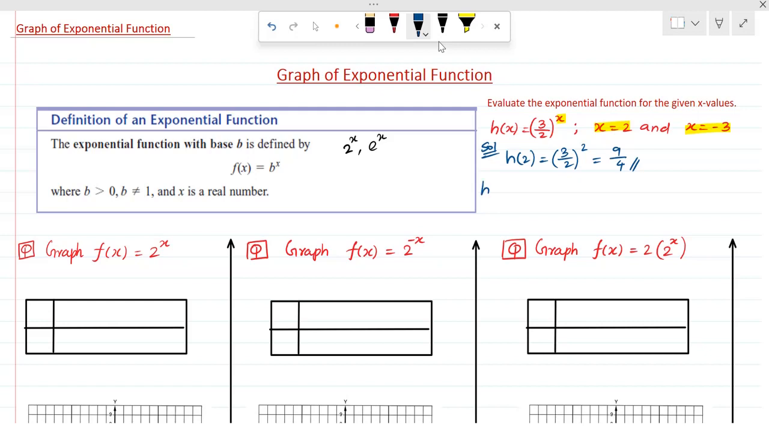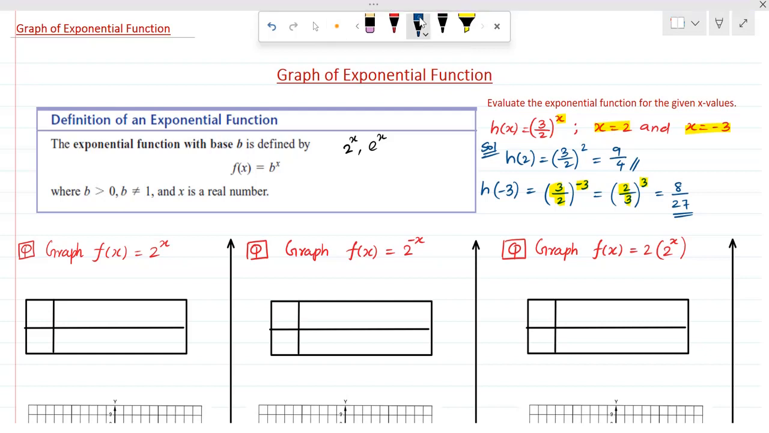The next one, I have to replace h is minus 3. When you replace minus 3, (3 over 2) to the power minus 3. So you cannot apply this power directly. First you flip the ratio, and the sign of the power changes. So if I flip 3 over 2, it becomes 2 over 3, and the power becomes plus 3. Now you can apply the power. 2 power 3, which is 8, over 3 power 3, which is 27. So this is the final answer.